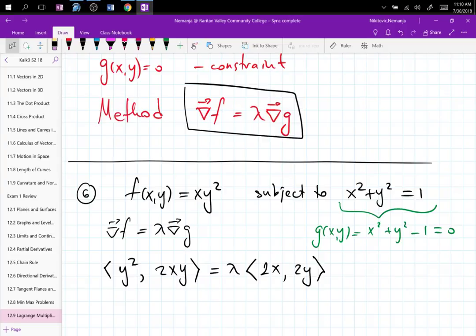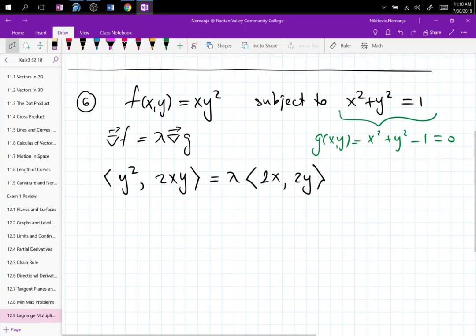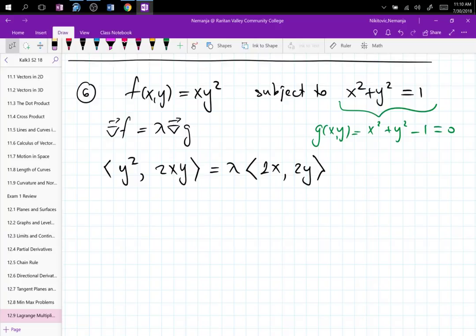But sometimes you might have the x's and y's on the right, and your job is to move everything to the left, make it equal to 0, and then go and work out your del g. So the del f and del g are the vectors of first partial derivatives. To create these two vectors, all I did is figure out what the partial derivatives are for f and put that in the first.